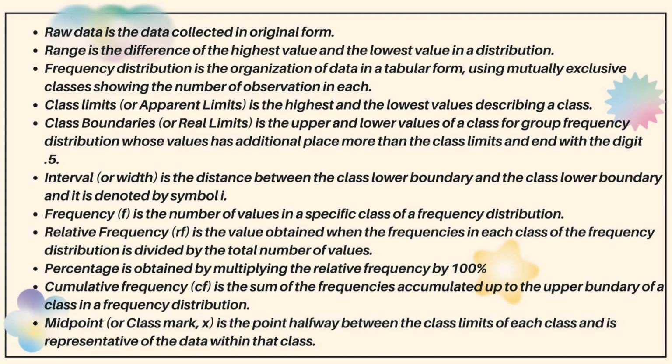Next, the relative frequency. This is the value obtained when the frequency in each class of the frequency distribution is divided by the total number of values. Percentage is obtained by multiplying the relative frequency by 100%. Cumulative frequency is the sum of the frequencies accumulated up to the upper boundary of a class in a frequency distribution. Midpoint, or the class mark, is the point halfway between the class limits of each class and is representative of the data within that class.